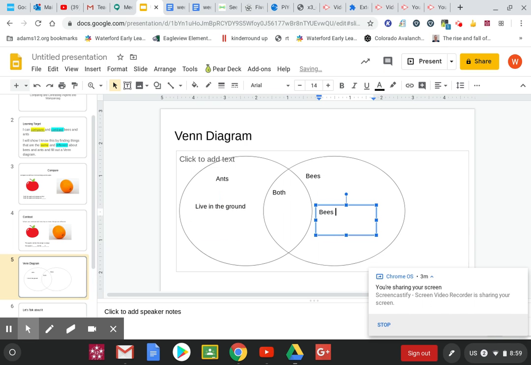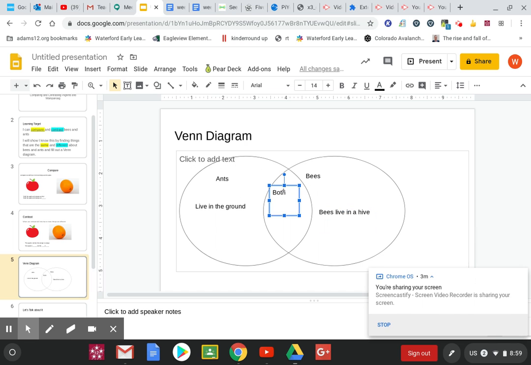I have a beehive outside my house actually right now. Bees live in a hive. So that is something that is specific to bees. Ants don't live in a hive, right? Bees don't live in the ground. So I am contrasting. Both of them, though, do live in a large group. They live together in something called a colony. So both live in a colony. So right there, I'm comparing them and finding things that are the same.